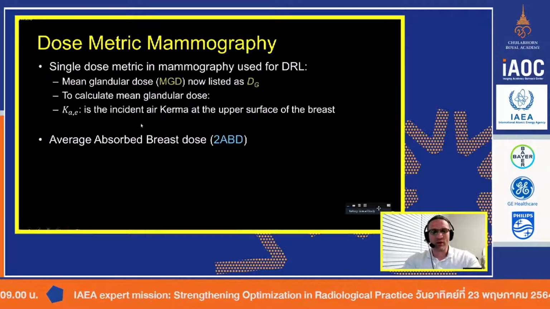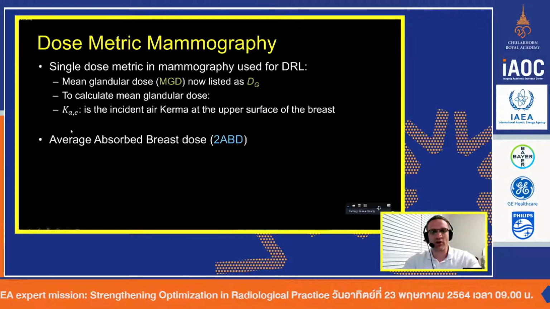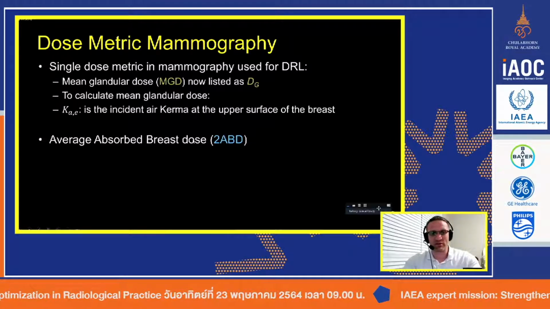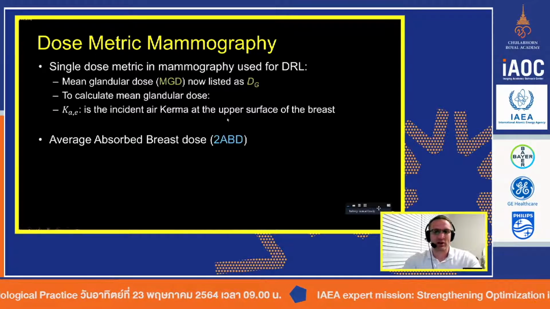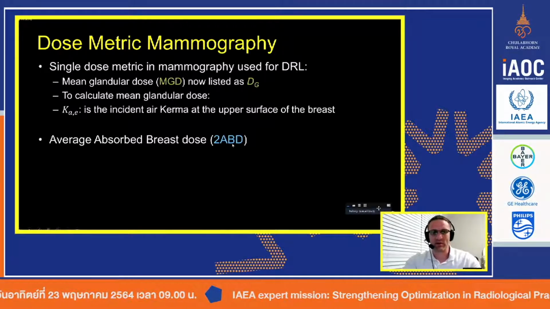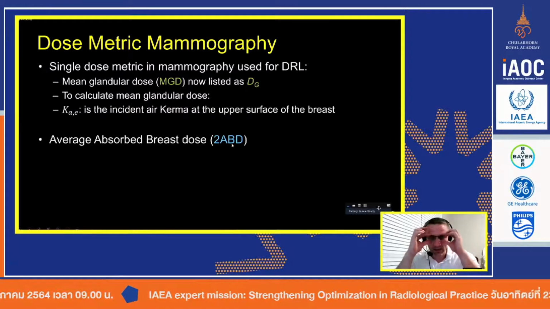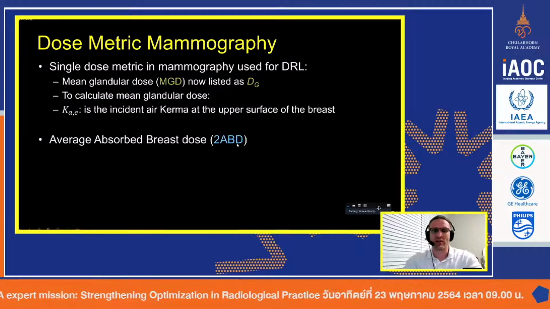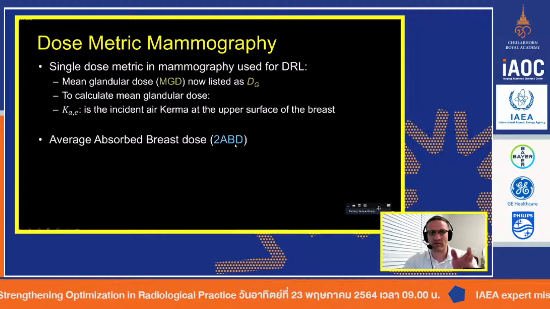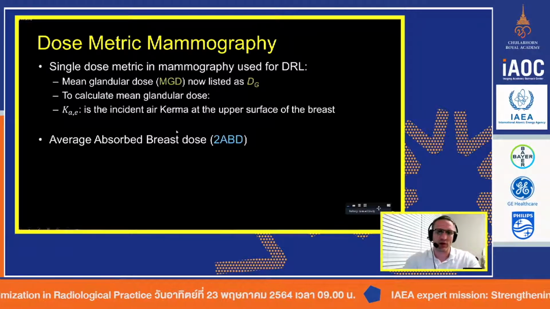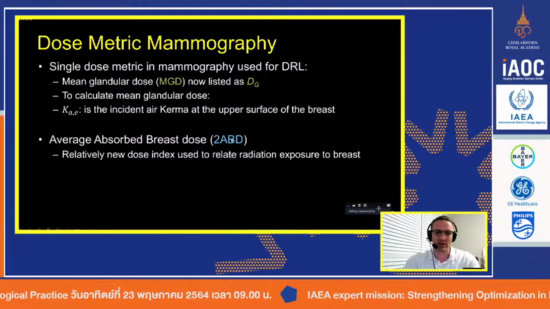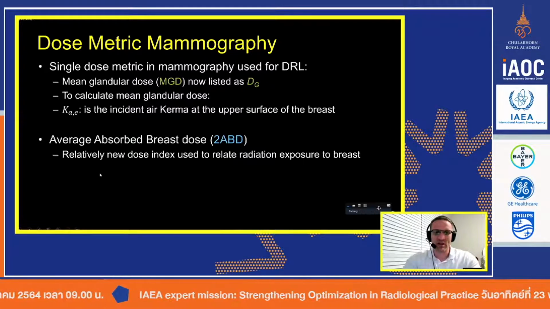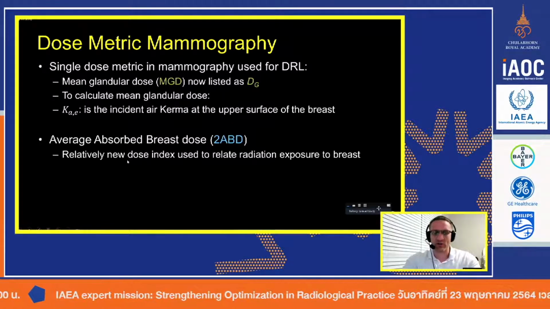In the last couple of years, a new dose metric has been proposed in mammography. It's called the average absorbed breast dose, or 2ABD. We'll talk about why this is now being offered. There are no dose reference levels out there right now for 2ABD. So everything that you are doing in Thailand for your DRLs is still mean glandular dose. But we're going to talk about 2ABD because it is probably at some point going to replace MGD, or mean glandular dose. It's just a different way to do the same thing.